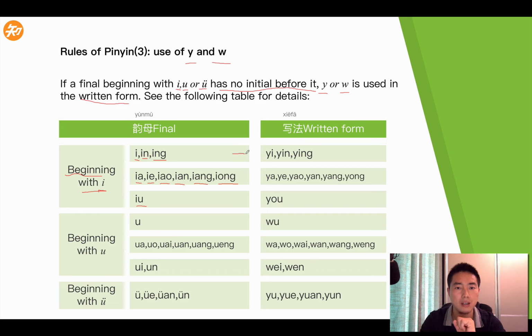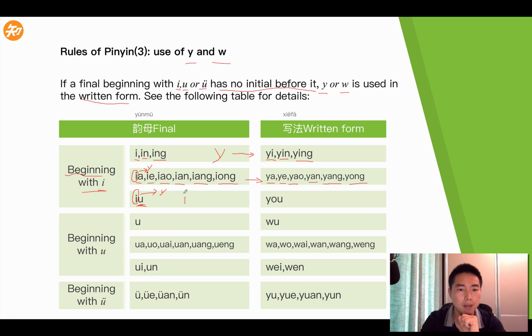The first group is i, in, ing. We need to add the initial Y before it, so it becomes yi, yin, ying. Okay, the next group is where we change the final i to the initial Y, so it becomes ya, ye, yao, yan, yang, yong, like this. And for the last one, we need to change this final i to this initial Y, and we need to make this yo become its original form.